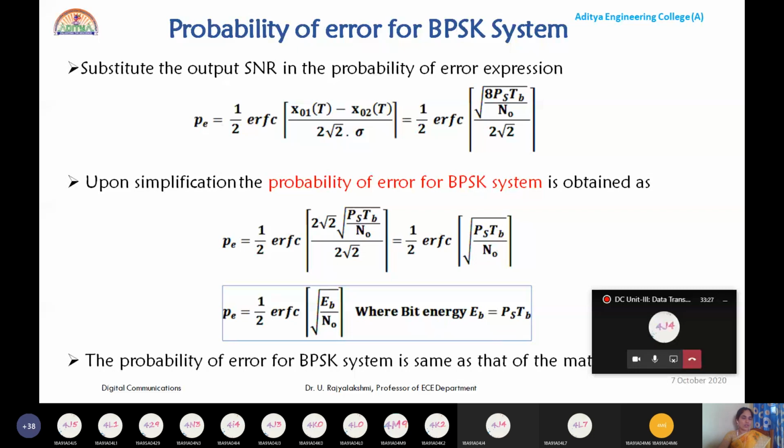Now, can any one of the students please tell me what is the probability of error expression for the BASK system? How much did we get? In the last class itself we calculated the probability of error for the binary ASK system. What is the expression? Let us compare it with our obtained Pe for BPSK.